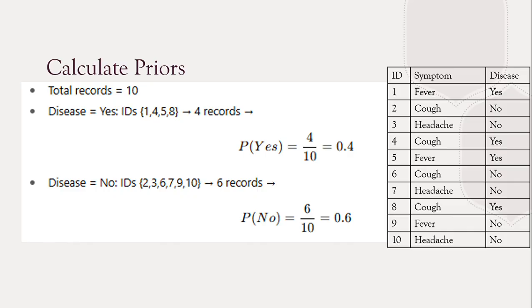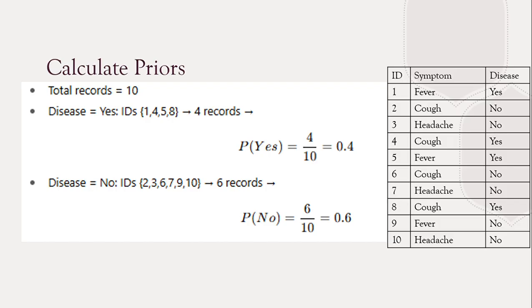So that's why probability of no is equal to 6 by 10. 6 times no are present and 10 is the total number of records. So that's why probability of no is 60%. Probability of yes is 40%. So this is how priors we first have to find out. So we have checked the priors for probability yes and probability no.